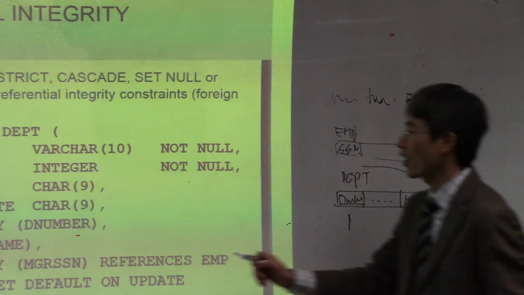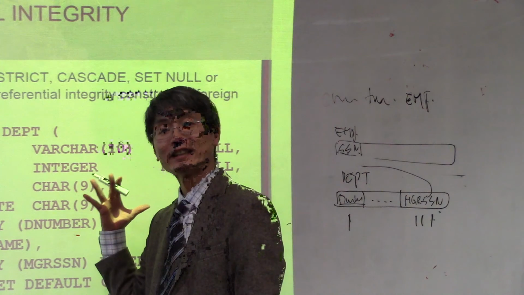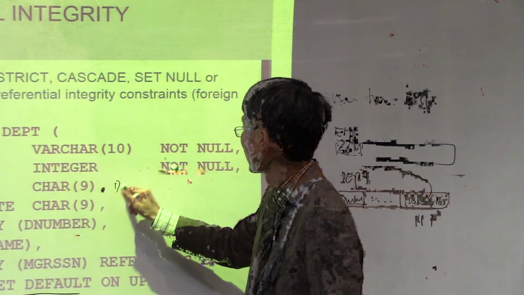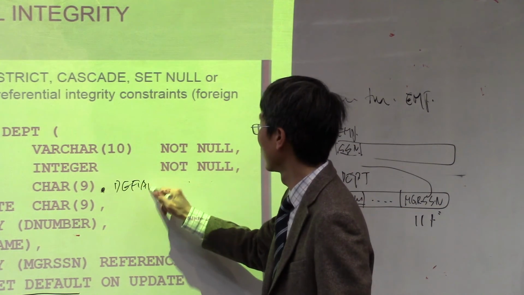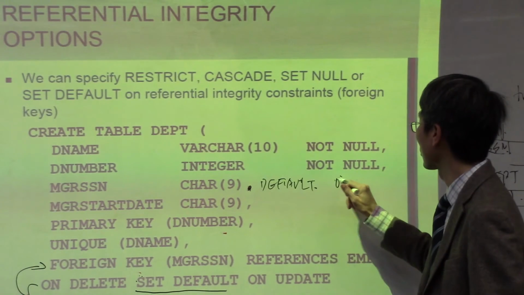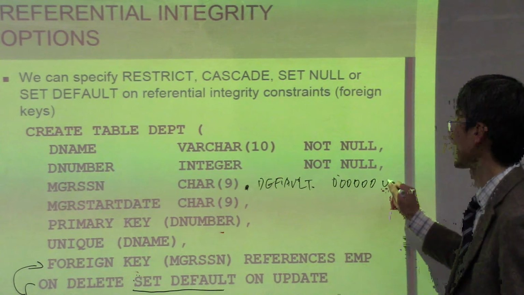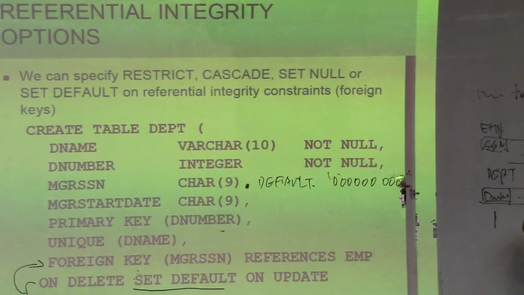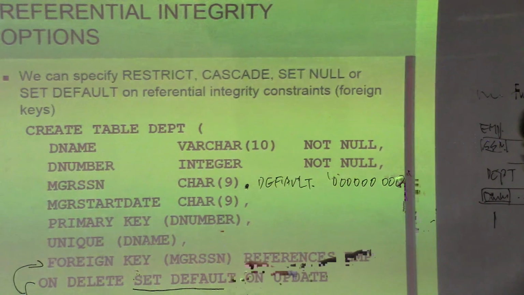At that time, what will be your option in case it is deleted? The option is SET DEFAULT. So when you create the table of the DPT, you can specify a default value. Default is 000000009 digits, something like that. You can specify the default value and it will be set as the default.